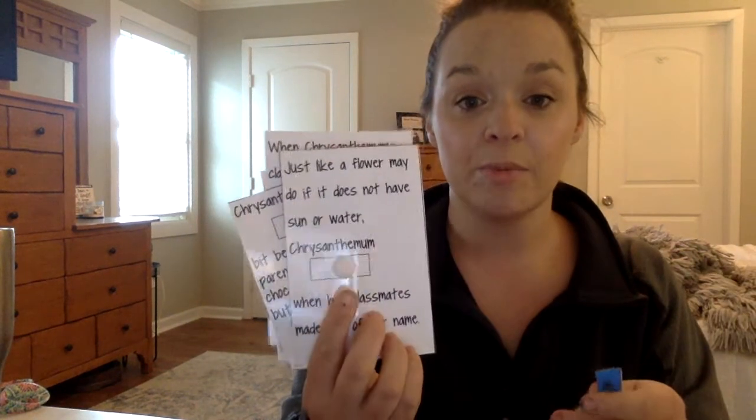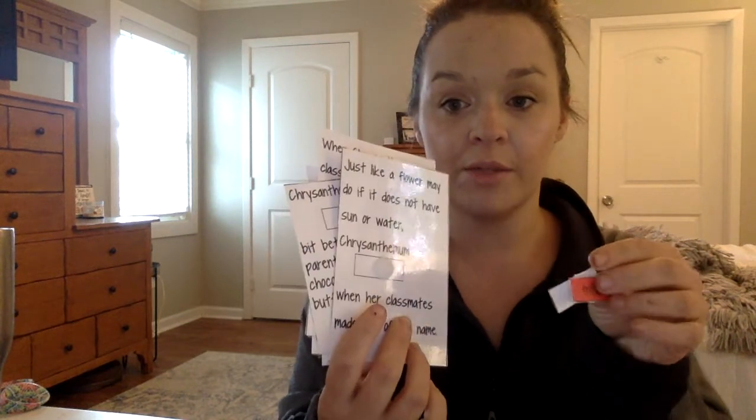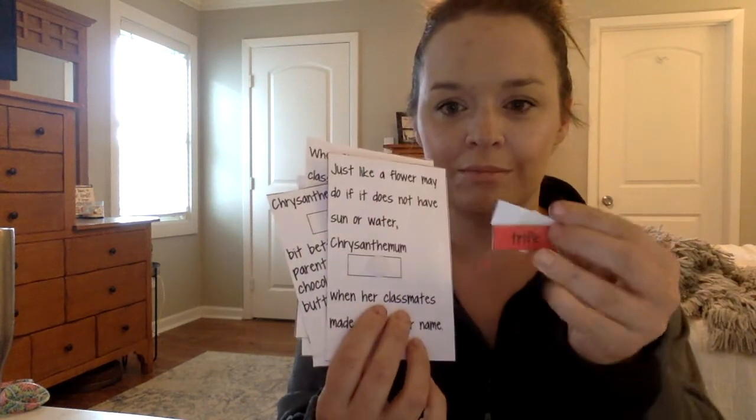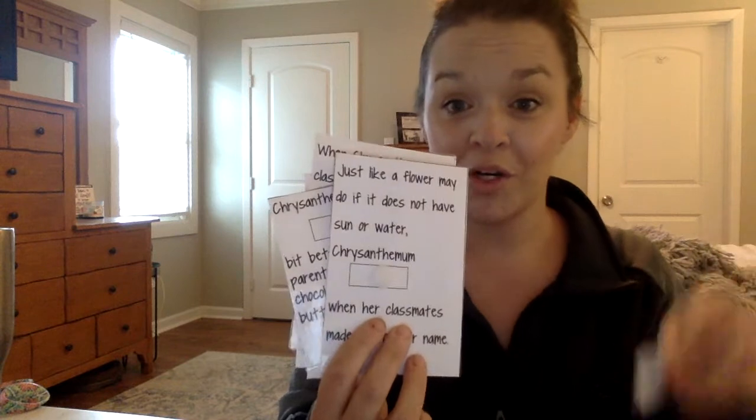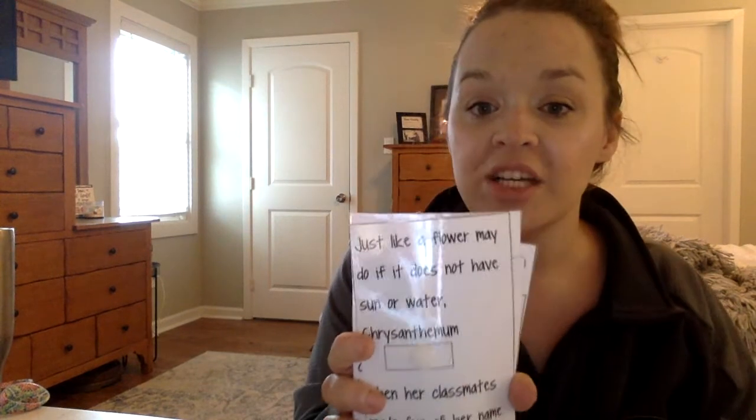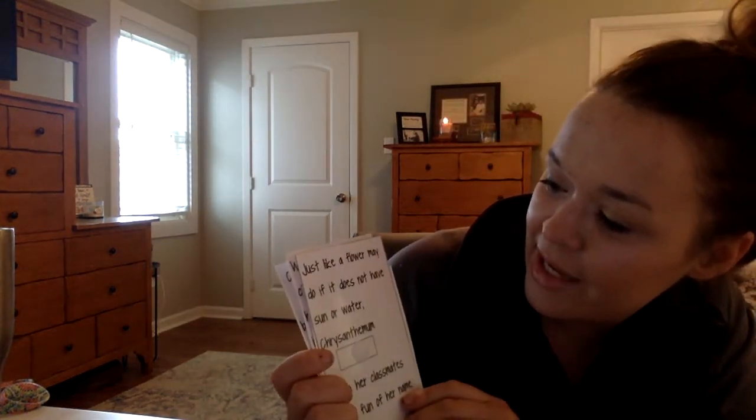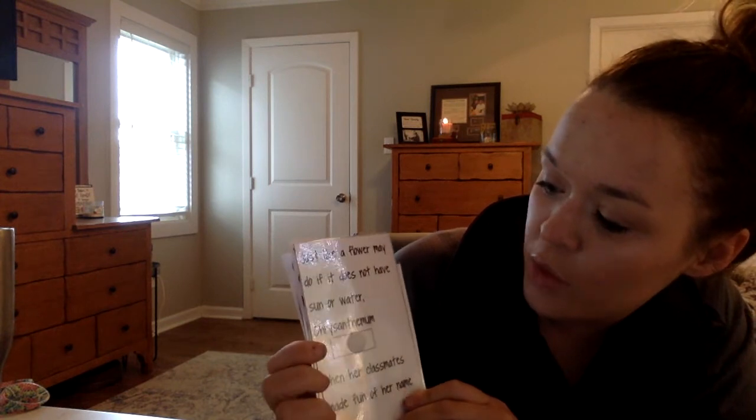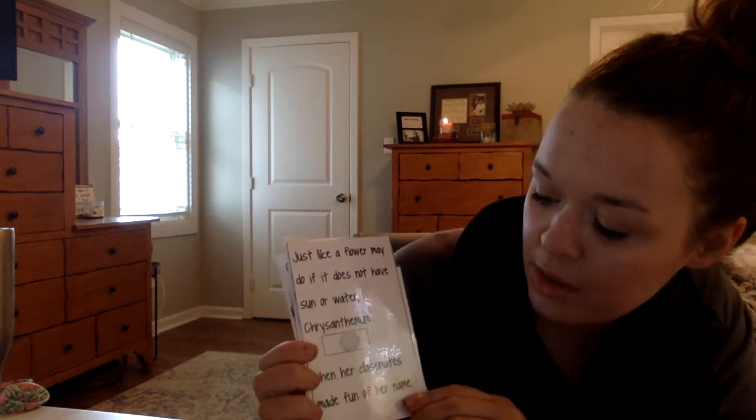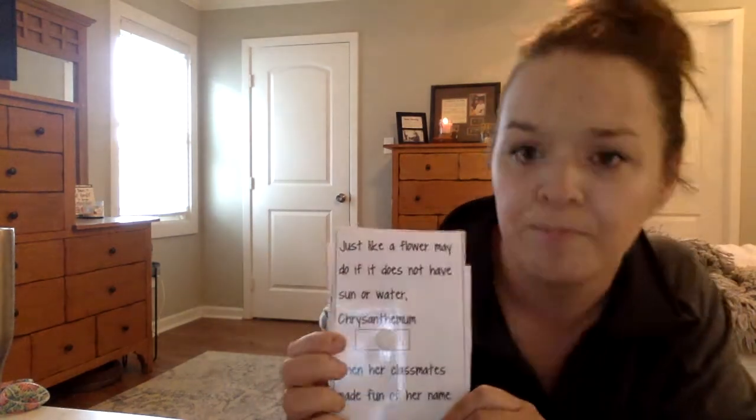But you'll have sentences with blanks, and then you'll have all your vocabulary words on another side where they can see what their options are. So I would model it first. I'd say, just like a flower may do if it does not have sun or water, Chrysanthemum blank when her classmates made fun of her name.